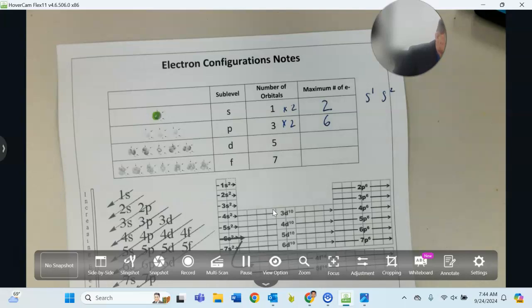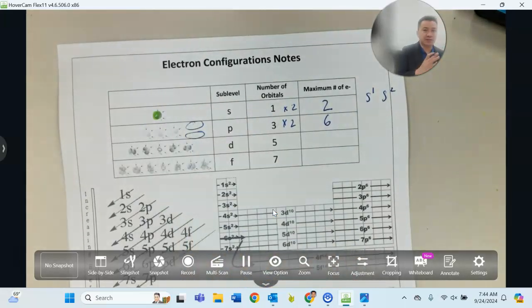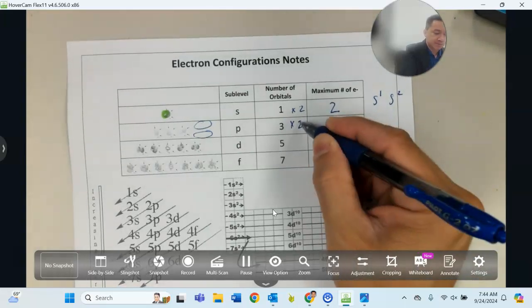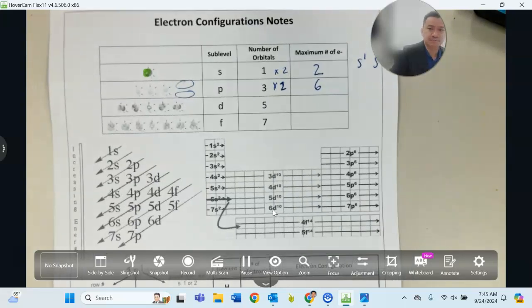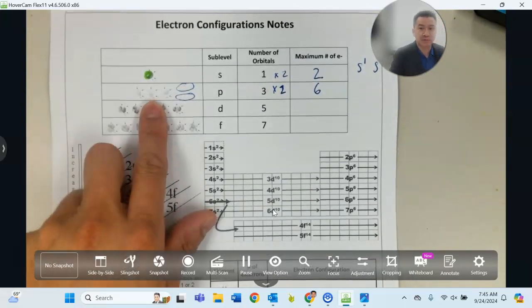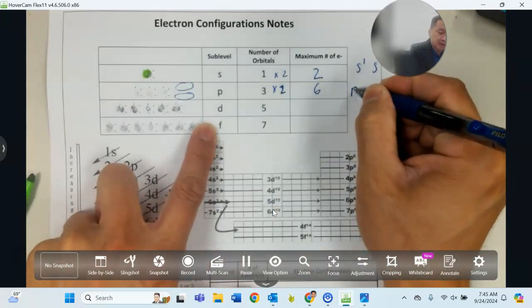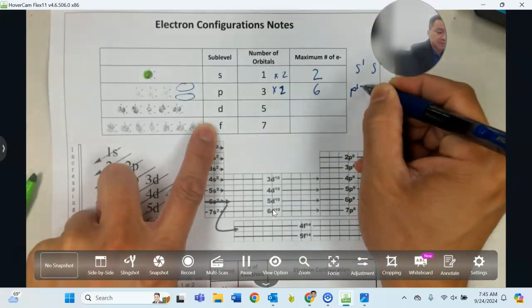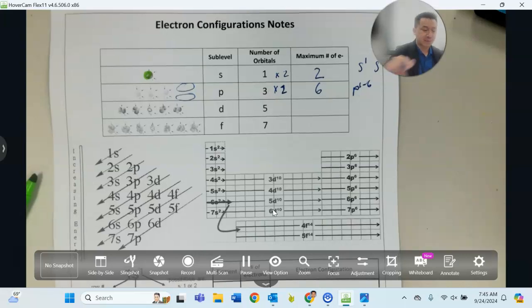The p is like a dumbbell shape, but it's 3D, so you have 3 dimensions, x, y, and z. It doesn't print out really well here, and there's probably a better picture online, but just know that p has 3 orbitals and can hold anywhere from 1 to 6 electrons: p1, p2, p3, p4, p5, p6. It won't make any sense now, but it'll make sense when we go over some examples later.